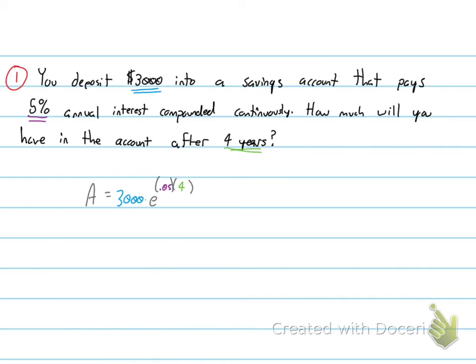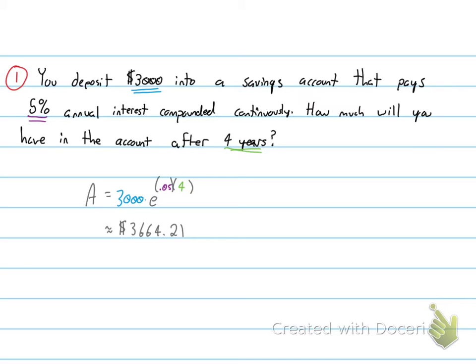Finally, I plug all this into my calculator: 3,000 times e to the 0.05 times 4 power, or 0.2, and I get around $3,664.21. So I can see that after only 4 years, I would earn over $600.